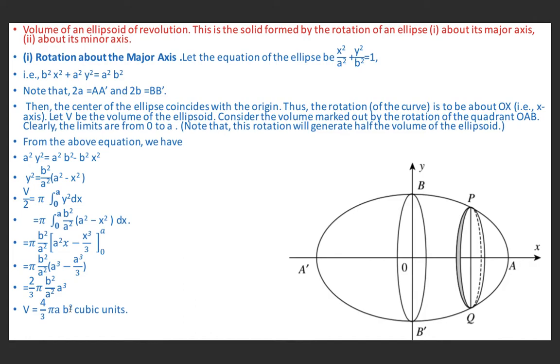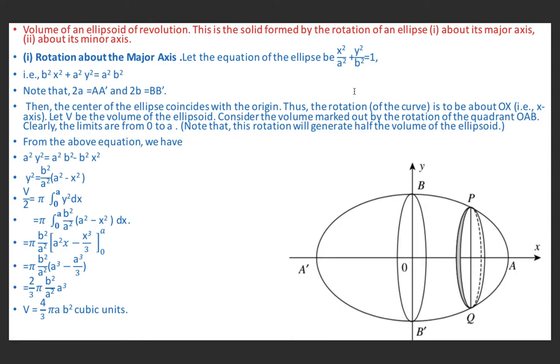Now we will find the volume of an ellipsoid of revolution. An ellipsoid of revolution is a solid formed by the rotation of an ellipse about its major axis and also about its minor axis. Suppose first we consider the case when we rotate the ellipse about the major axis. This is the major axis A dash A.